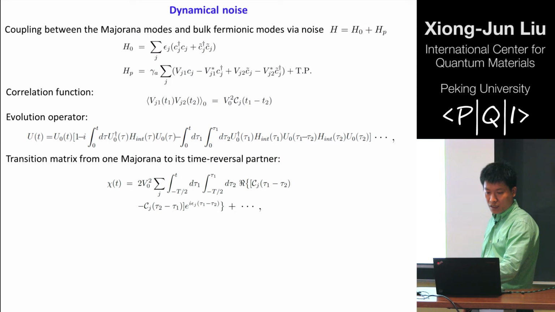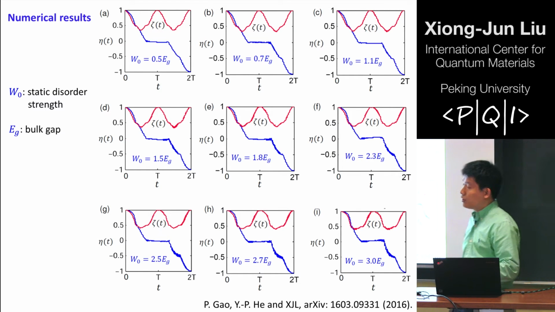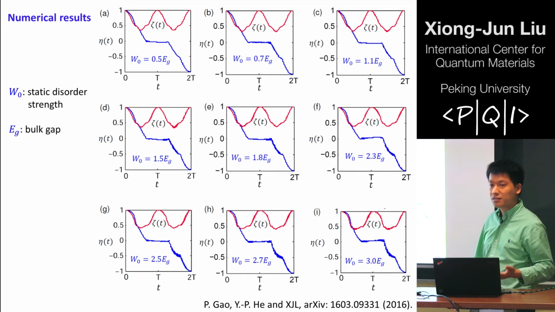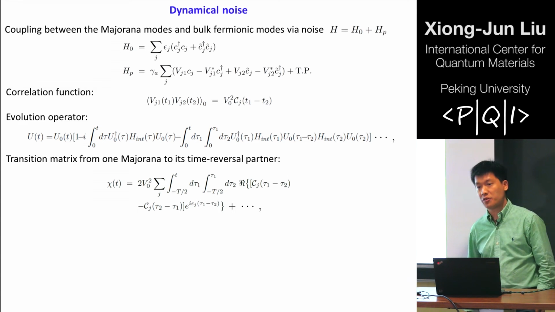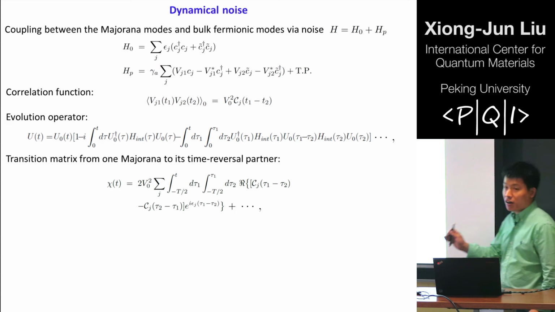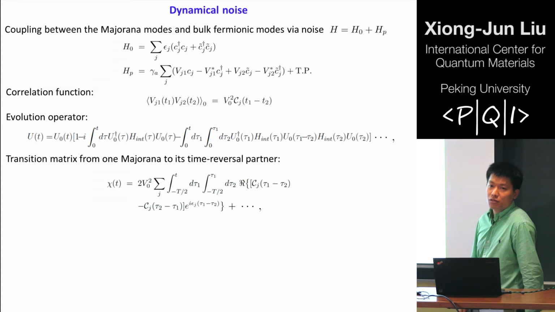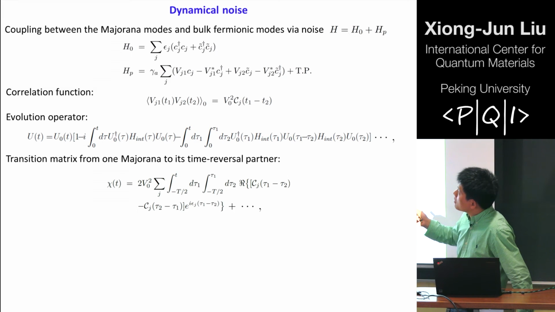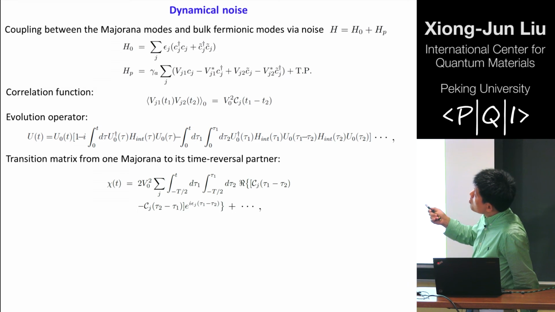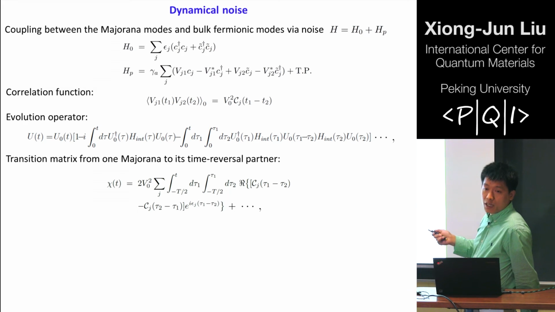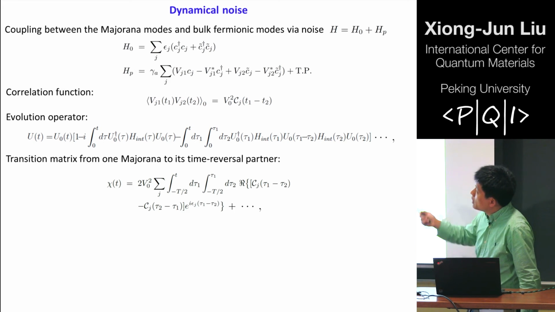Right. And so then, I just mentioned, what about the dynamic noise? Okay. So yes, once you consider dynamic noise, it will be very different. However, it's not that bad. Suppose we consider the dynamic noise based on this formalism. In general, we can write down the Hamiltonian in terms of the bulk states and also the Majoranas. So in general, if you have dynamic noise, the dynamic noise can couple the Majoranas to the bulk states.